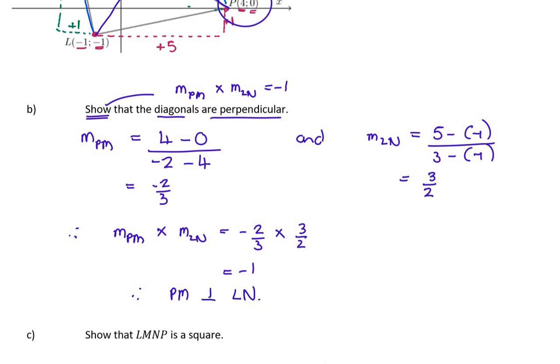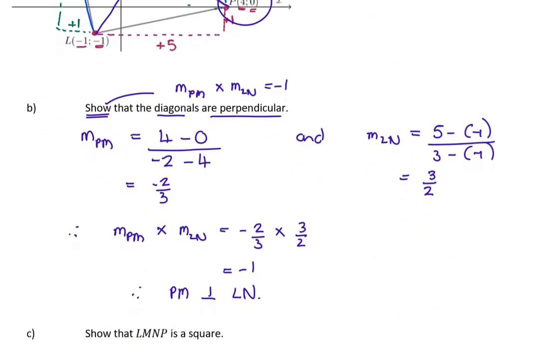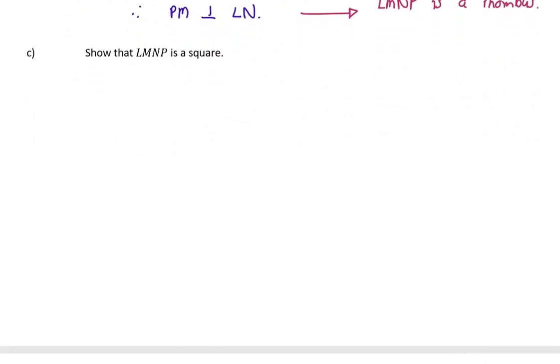Now this is a really nice question because it is playing on this idea of quadrilaterals. Now I know it's a parallelogram and suddenly I've got this extra bit of information of this 90 degrees. Now there's only a certain class of parallelograms that have diagonals which intersect at 90, and that is a rhombus. So the moment I see this, I'm just making a note to myself, this means that LMNP is a rhombus. Now if I look at the next question, it says show that LMNP is a square.